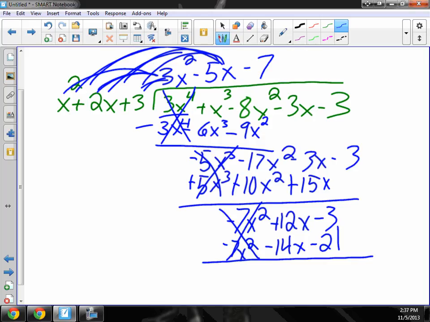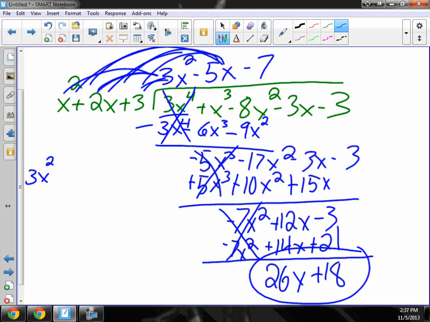So 12 and 14, 20. Okay, we did it right. 26x. That would be plus 18. Now, how many times does x squared go into 26x? It doesn't. So this is my remainder. So the answer is 3x squared minus 5x minus 7, and then my remainder is plus 26x plus 18 over x squared plus 2x plus 3.